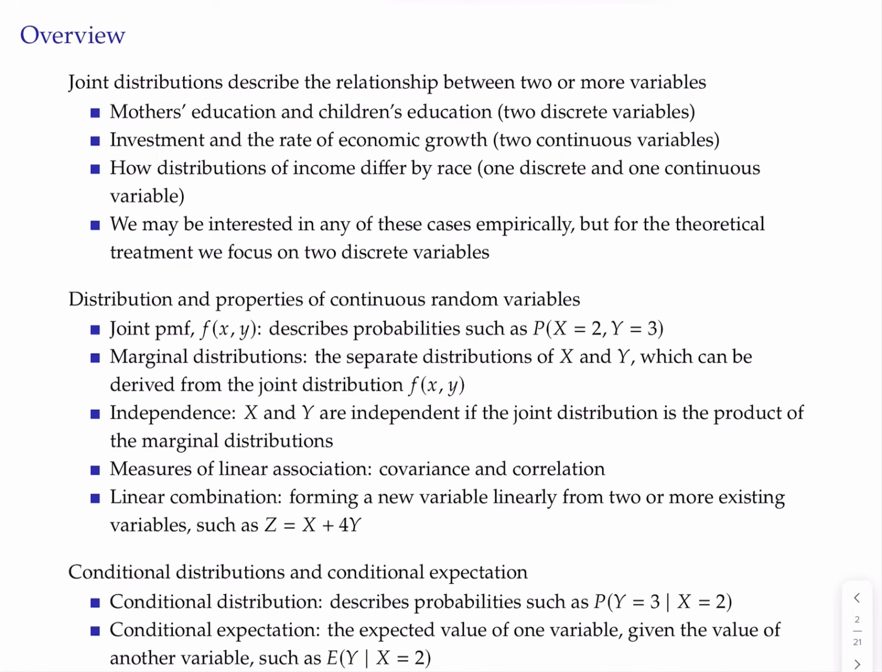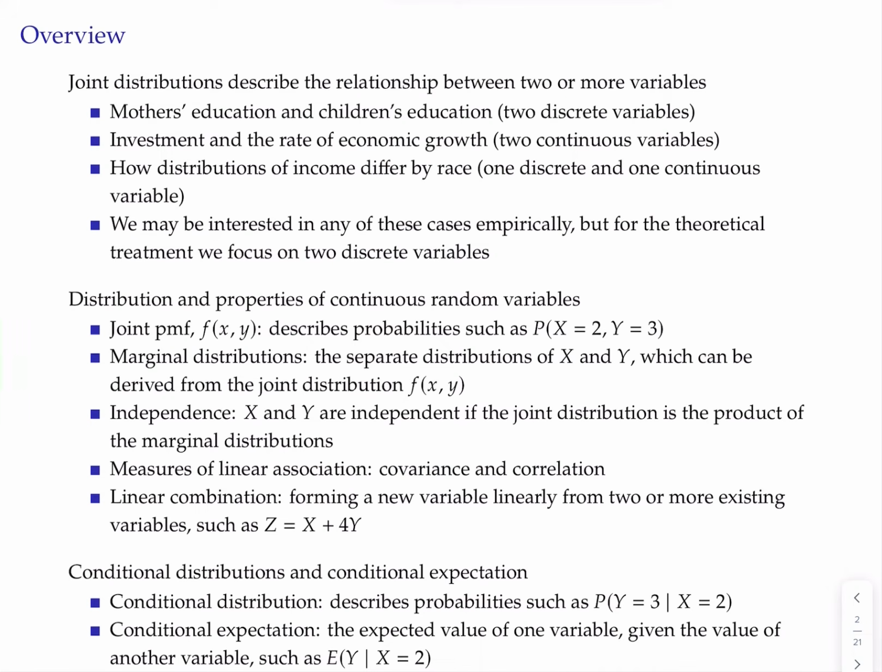We could also think about, in labor economics, how income distributions or wealth distributions differ by race. Race here would be, if we numerically coded it, a discrete variable, and income or wealth would be treated as a continuous distribution. So you can look at joint distributions where one is continuous, one is discrete.